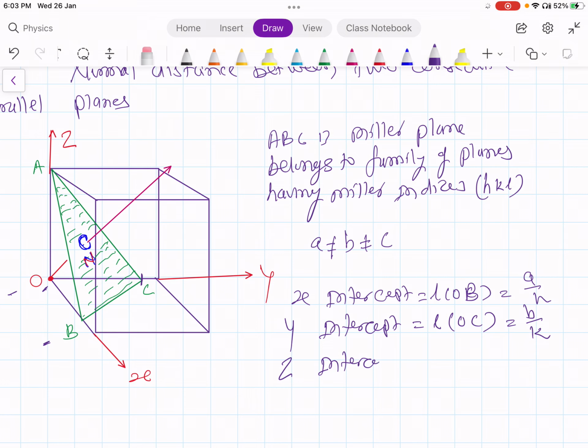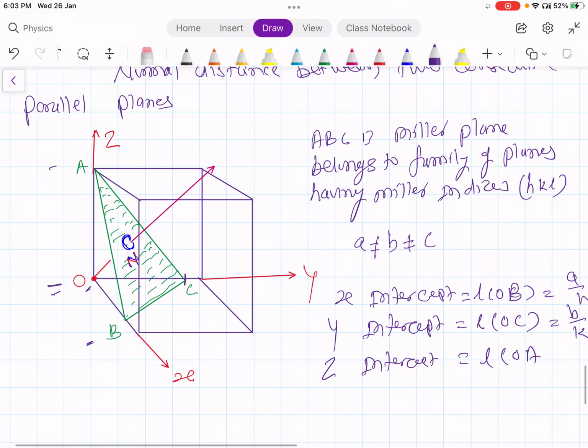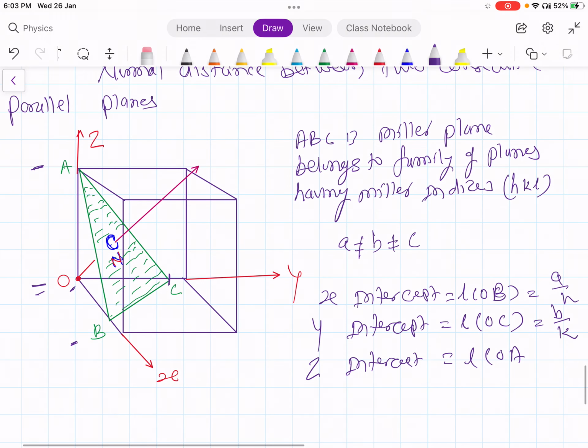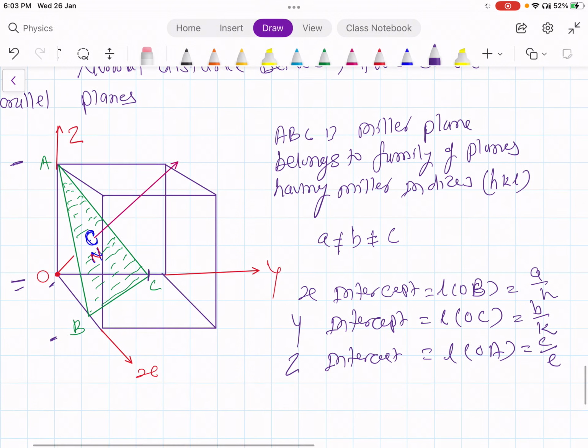Z-intercept is length OA, from this point to this point. OA is the Z-intercept, and so that length is equal to p by l. So we got the intercepts of this plane ABC along the x, y, and z axes.